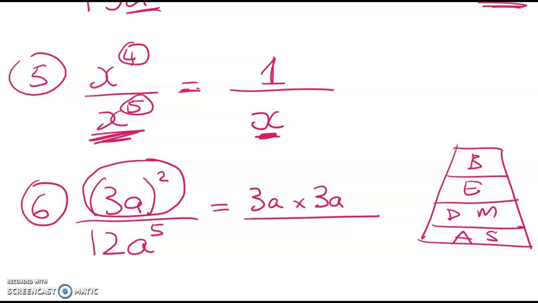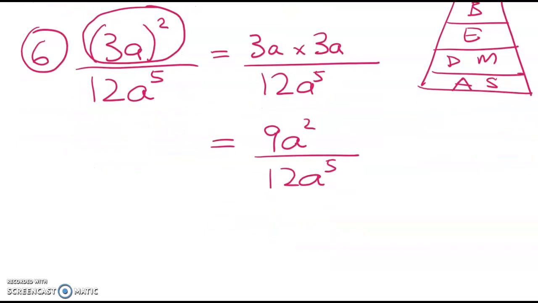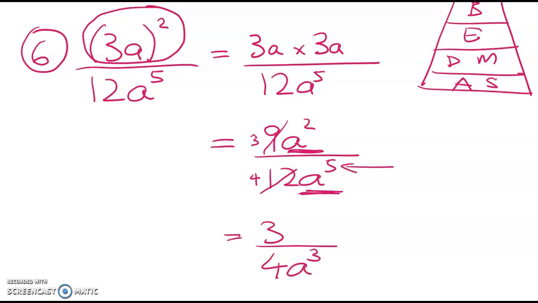It's the first time we've done one of these since the holidays. Brains have probably forgotten. This was the last lesson of last term. So 3 3s are 9, and then a times a is a squared over 12a to the power of 5. Simplifying the coefficients means I divide by 3 in the numerator and denominator. And here I've got a to the power of 5 and a squared here. So we've got 3 over 4a cubed, right? So notice I've got 5 here and 2 here. 5 take away 2 is 3, and it's sitting in the bottom.